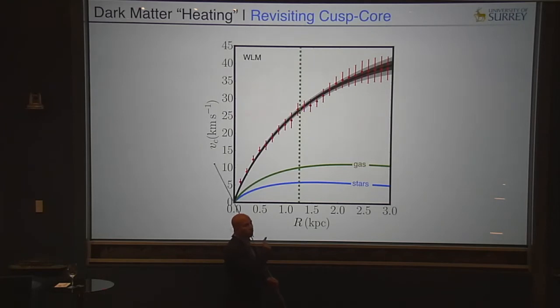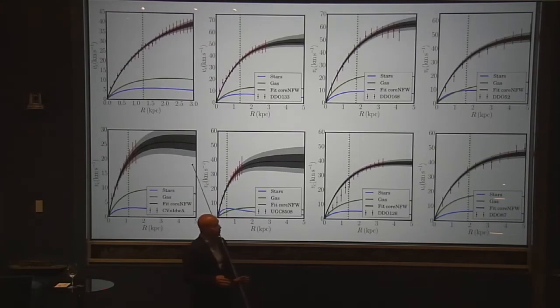And this is with no more free fitting parameters, right? Everything is tied down by the calculation. There's no more free parameters. But the fit is now extremely good. And it works for WLM, but also for all the other dwarf galaxies that we've looked at so far.